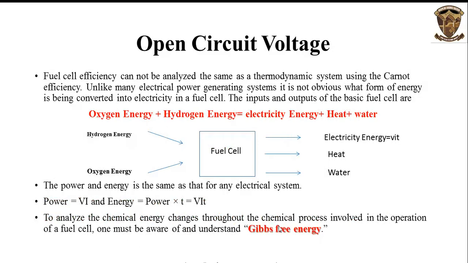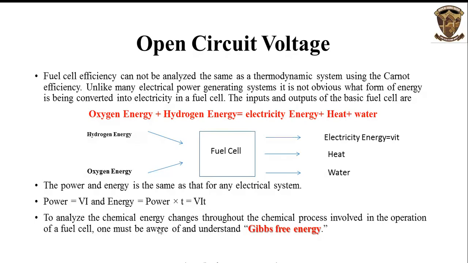Unlike many electrical power generating systems, it is not obvious what form of energy is being converted into electricity in a fuel cell. The inputs and the outputs of the basic fuel cell are oxygen energy combined with the hydrogen energy, converted into electricity. Collectively, this oxygen energy and hydrogen energy is equal to electricity energy plus heat plus water, and this is also clear from this figure. The power and energy is the same as that for any electrical system. Power is equal to V into I, and energy is equal to power into time. So that is equal to VIT.